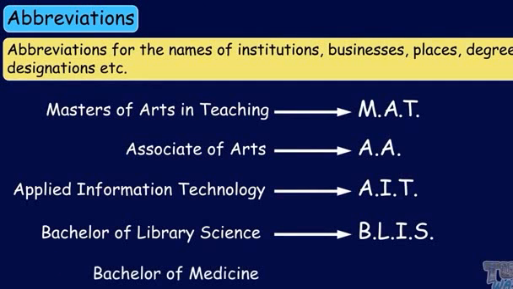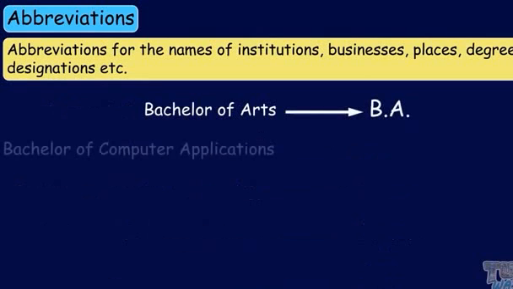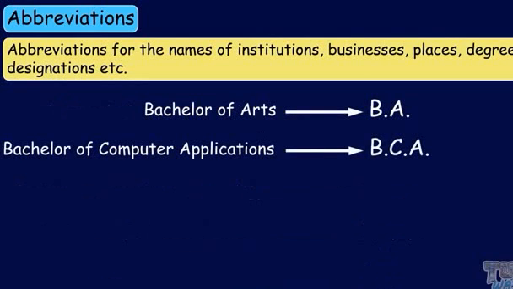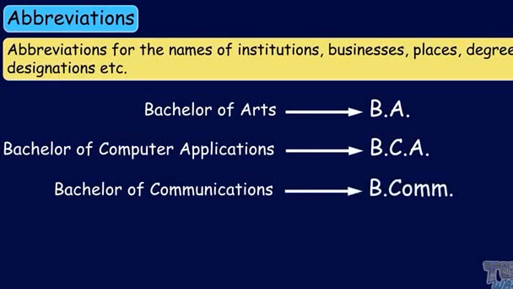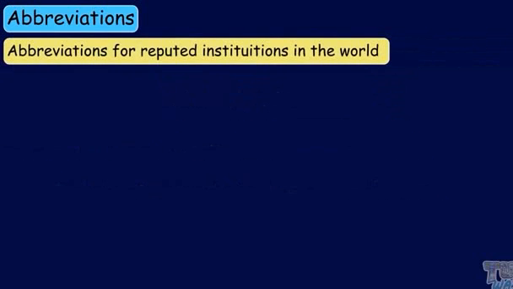Bachelor of Medicine is abbreviated as BM. Bachelor of Arts is abbreviated as BA. Bachelor of Computer Applications is abbreviated as BCA. Bachelor of Communications is abbreviated as BCom. Now here are some abbreviations for reputed institutions in the world.